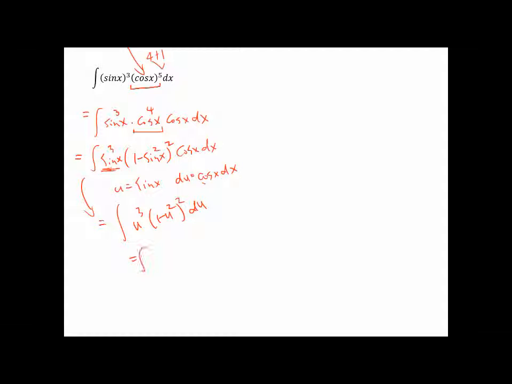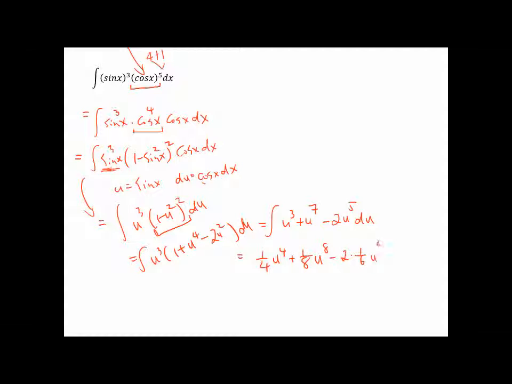So I want to multiply it out. u cubed times 1 plus u to the fourth minus 2u squared du equals u cubed plus u to the seventh minus 2u to the fifth du, right? And this equals 1 over 4 u to the fourth plus 1 over 8 u to the eighth minus 2 times 1 over 6 u to the sixth plus c. This 2 I just copy it here.